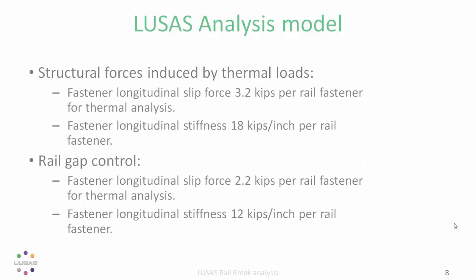The structural forces induced by thermal loads include the fastener longitudinal slip force of 3.2 kips per rail fastener, a fastener longitudinal stiffness of 18 kips per inch per rail fastener, and with the rail gap control, the fastener longitudinal slip force of 2.2 kips per rail fastener for thermal analysis, and longitudinal stiffness of 12 kips per inch per rail fastener.